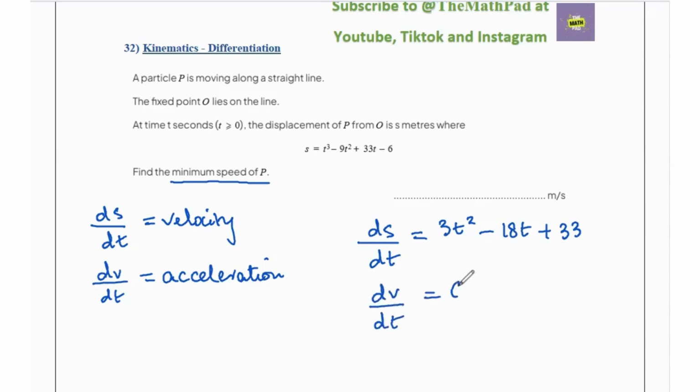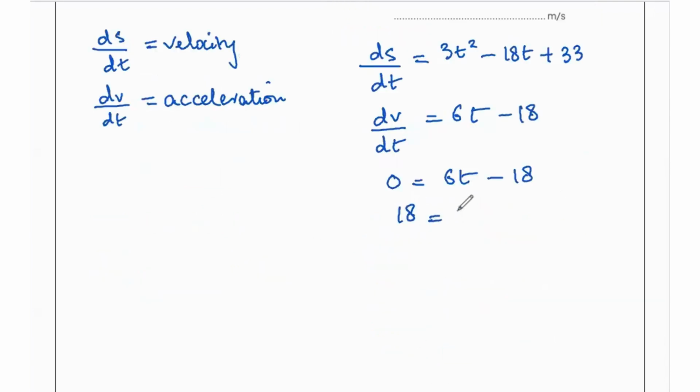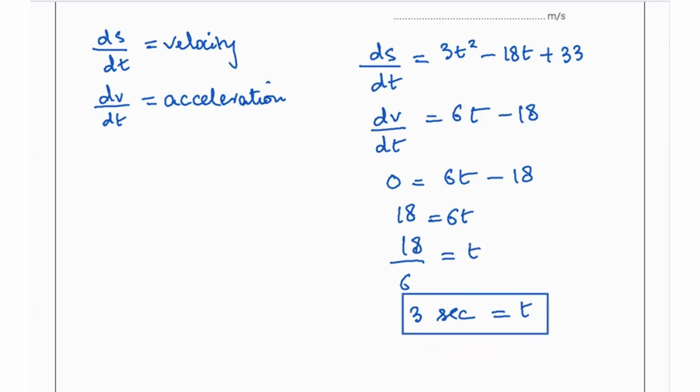So dv over dt is going to be 6t minus 18. Now this is the derivative of the velocity function, so we put this equal to 0. 6t minus 18 equals 0. 18 equals 6t. 18 divided by 6 is t, which is 3 seconds. So at t equals 3, the derivative of our velocity function is 0, which means at this point, we have the minimum speed of particle P.